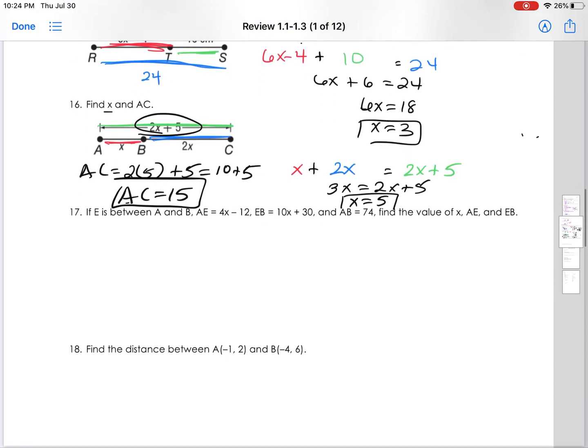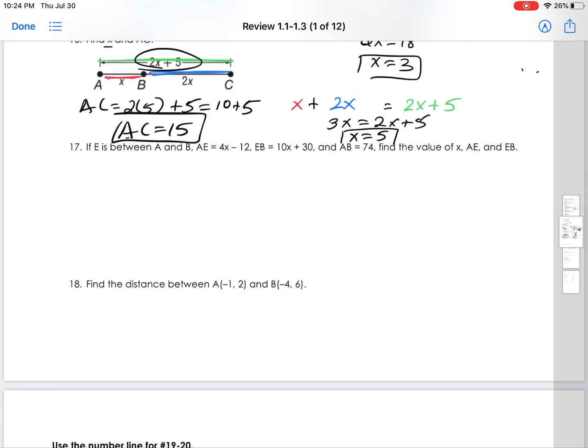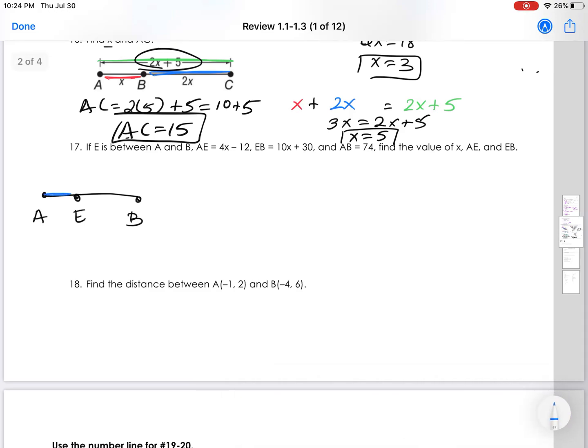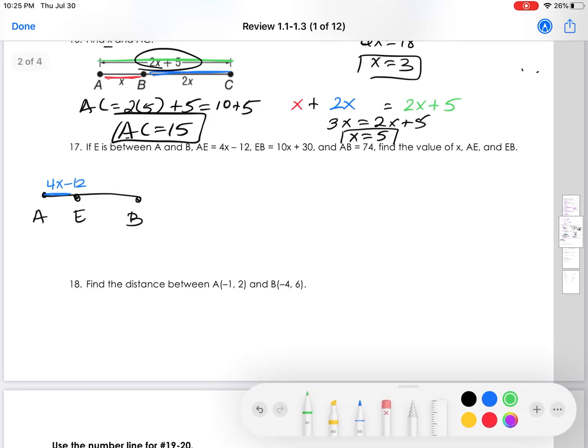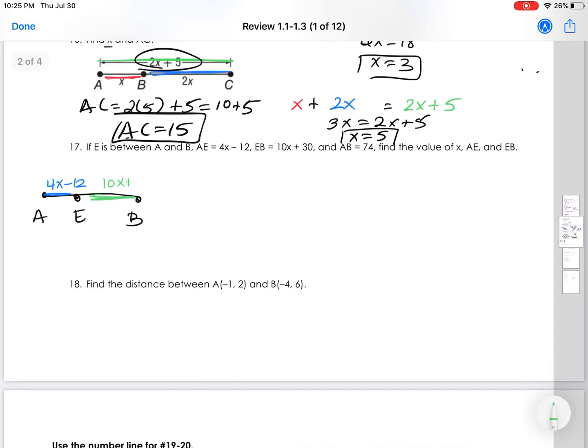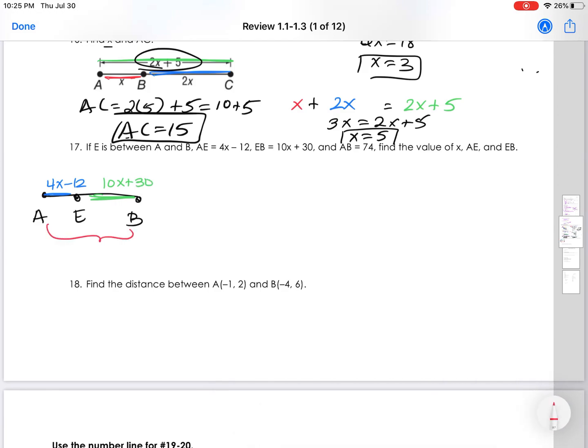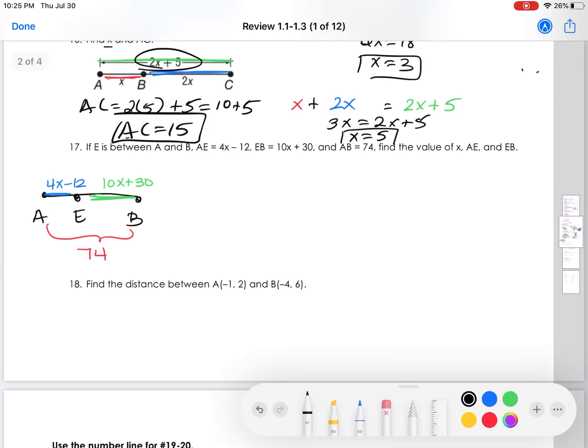All right. In number 17, it says that if E is between A and B, so here is A and B, and E is somewhere in between, then we know that AE is 4x minus 12. We know that EB is 10x plus 30. And AB is 74. So the whole thing is 74. We want to find X, AE, and EB.